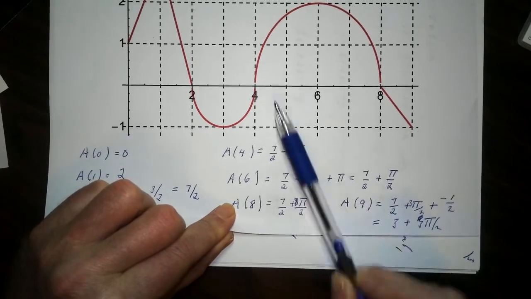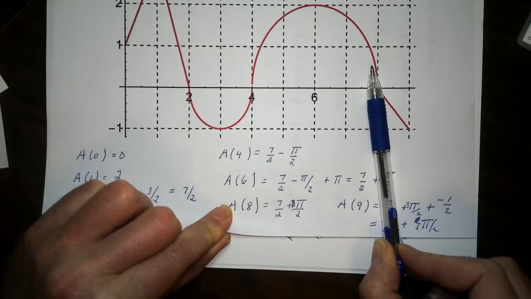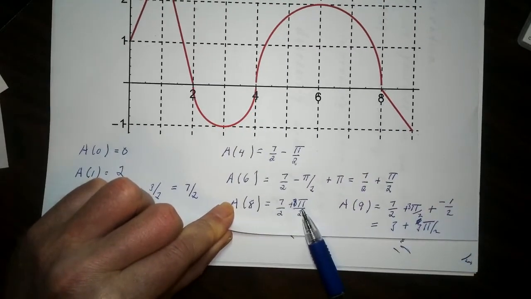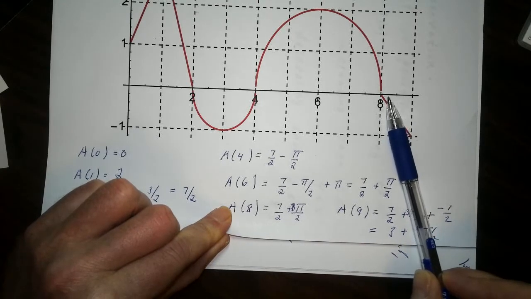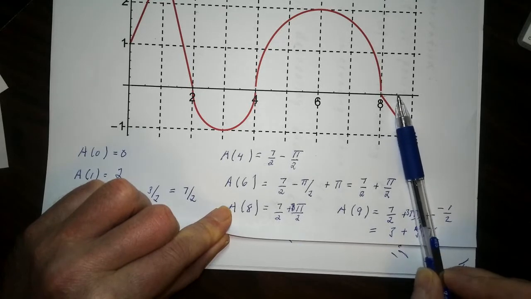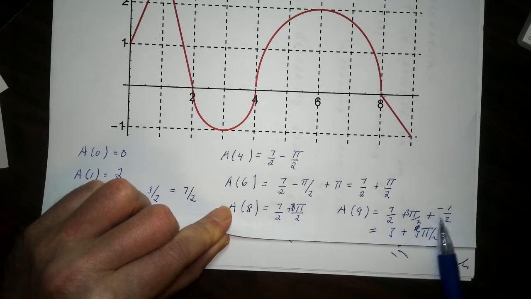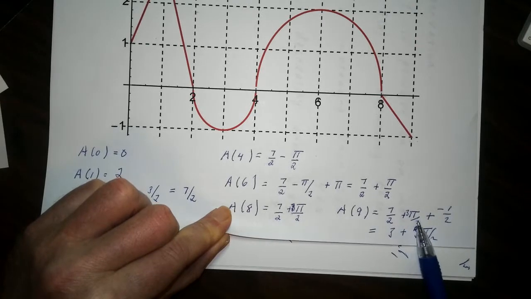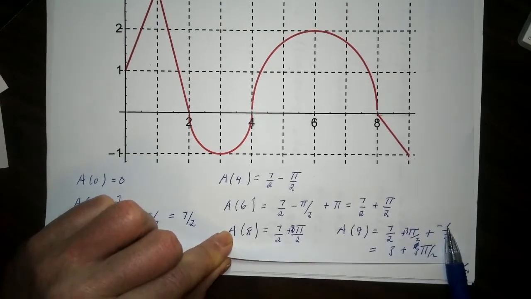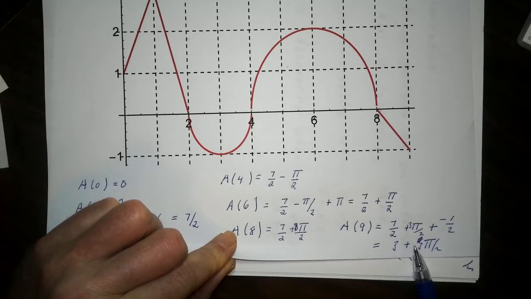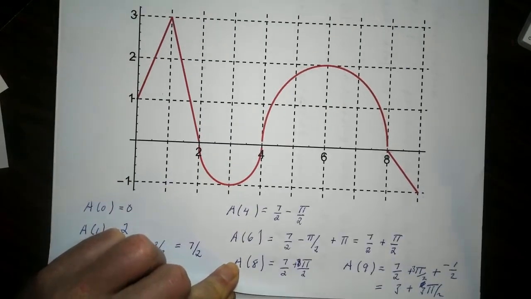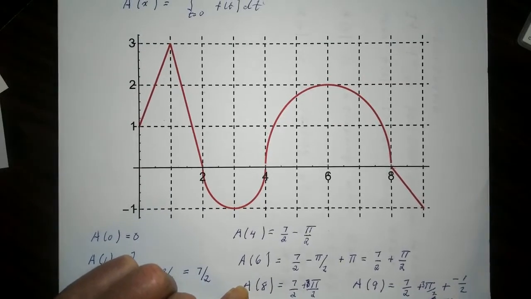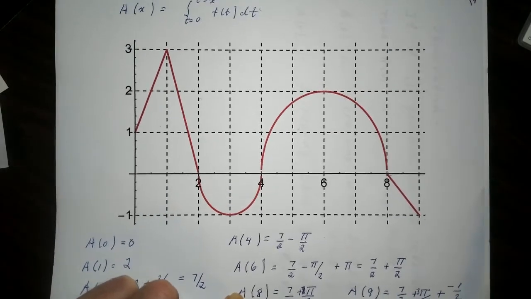A of 9 would be how much area we accumulated out to 8, which we already know is 7/2 plus 3 pi over 2, and then we'd have to account for this area. This is a triangle of area 1/2, but the graph is below, so that's a negative 1/2, so we would get 7/2 plus 3 pi over 2 minus 1/2. In other words, 3 plus 3 pi over 2. So we have evaluated the area accumulation function at various values of x.